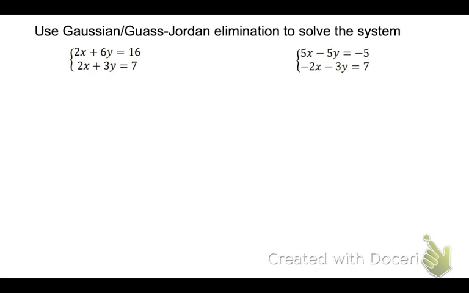So I have 2x plus 6y equals 16, and 2x plus 3y equals 7. Again, it is not practical. If I was going to do this, I would do elimination. I'd multiply the bottom equation by a negative and get rid of the x's, wouldn't you? Yeah, sure, I would.